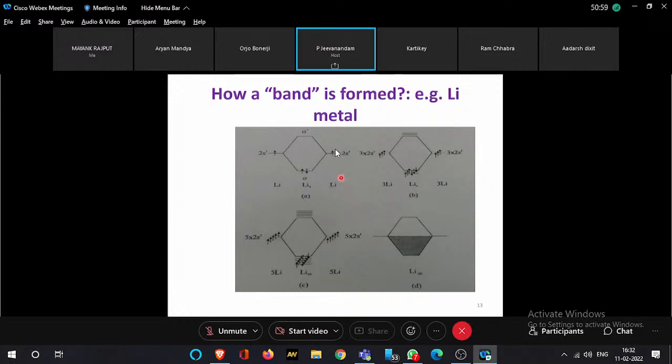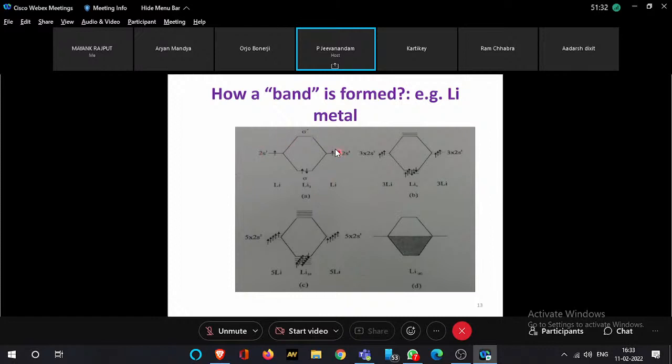But if you have a metal, for example, how is a band formed? Look at this diagram, which I took from a textbook. Basically, if you talk about lithium metal, lithium has 3 electrons, 1s2 2s1. The 1s2 we call core electrons, and the 2s1 electron is called the valence electron. This is kind of a molecular orbital picture. When you go from 2 atoms to form a Li2 molecule, you will see the atomic orbitals.